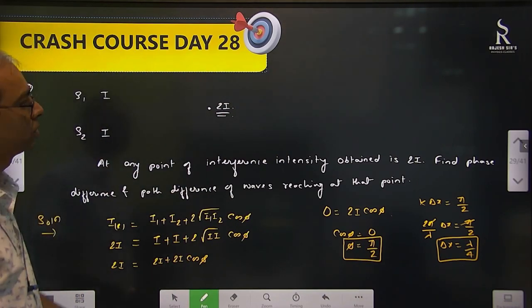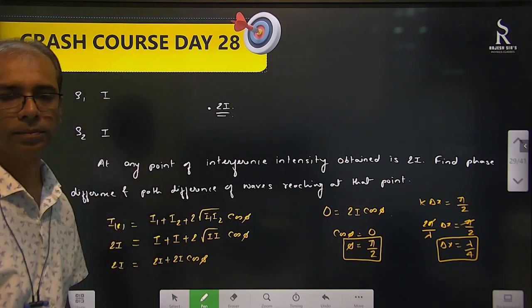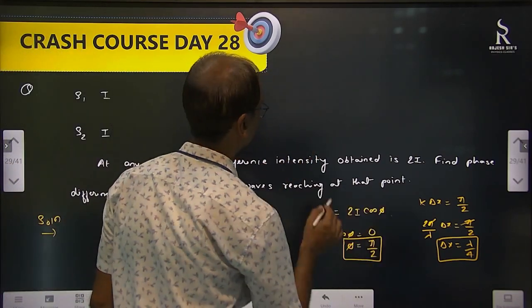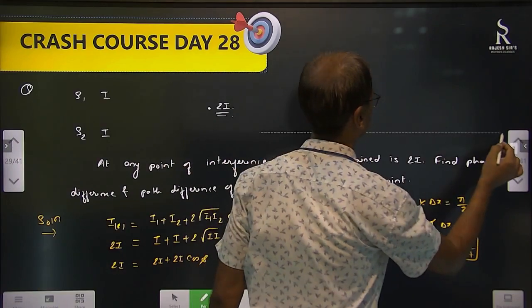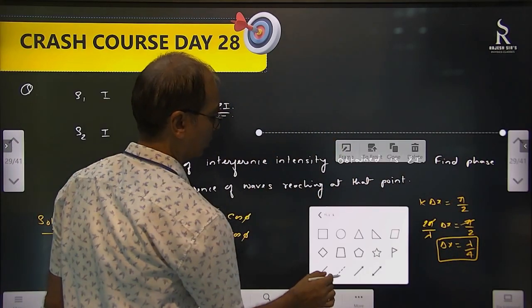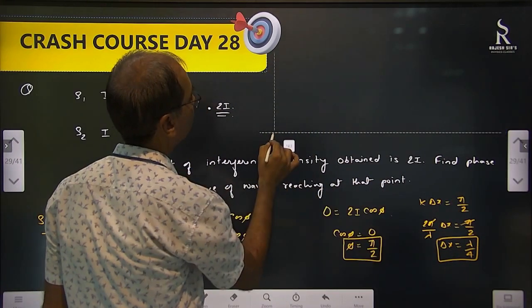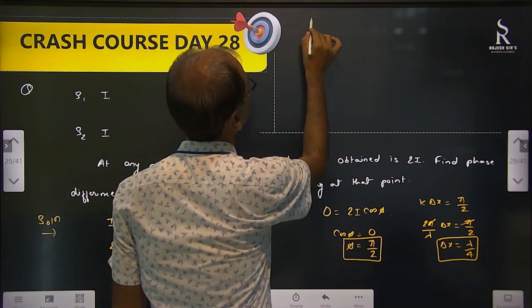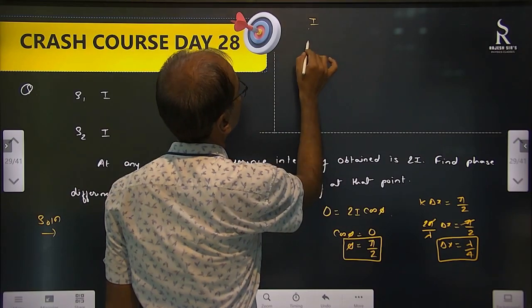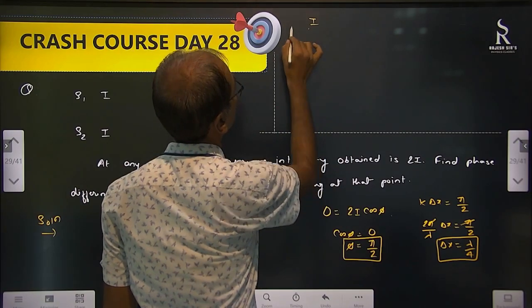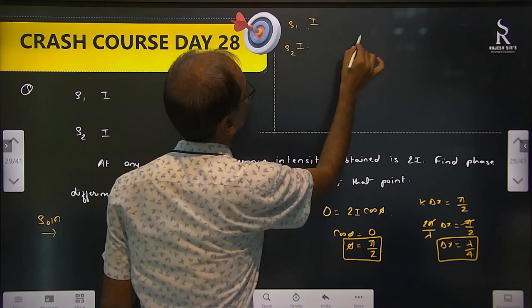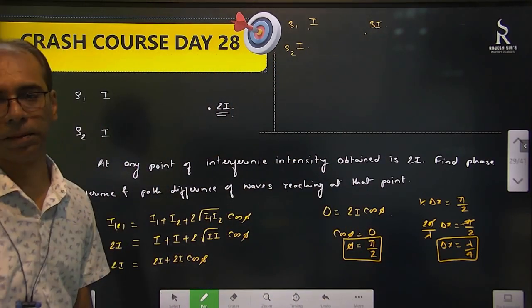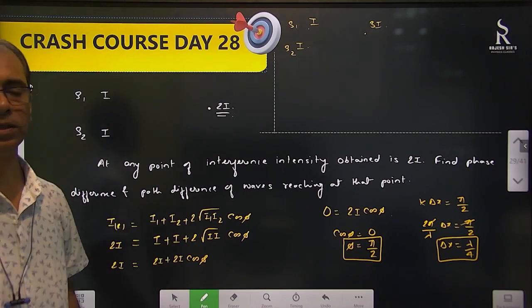Exactly the same question we can solve if, suppose, this is 3I. I am doing it here only. Same question. So here source S1 is given, its intensity is I, S2 is there, its intensity is also I. This is S1, this is S2. And at this point, intensity we are getting as 3I. The question is the same. We have to find phase difference and path difference.